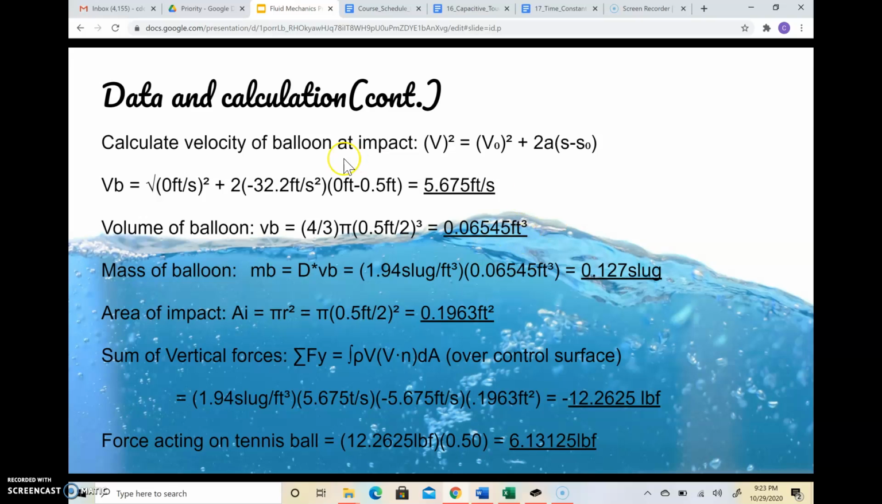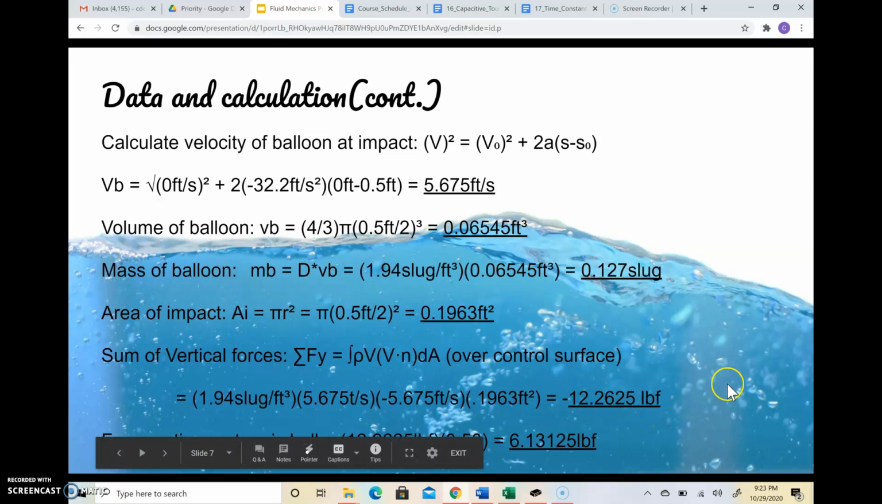Here are more of our calculations. We calculate the velocity of the balloon to impact using this equation. Here are our values. Here's the volume of the balloon, which we got 0.06545 feet cubed. Here's the mass of our balloon, 0.127 slugs. The area of our impact whenever the balloon and the tennis ball hit each other was about 0.1963 feet squared. The sum of the vertical forces using control surface is about 12.2625 pounds force.